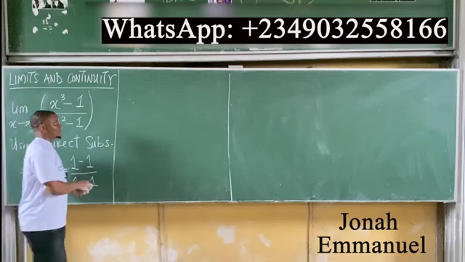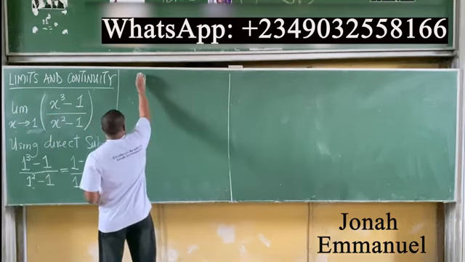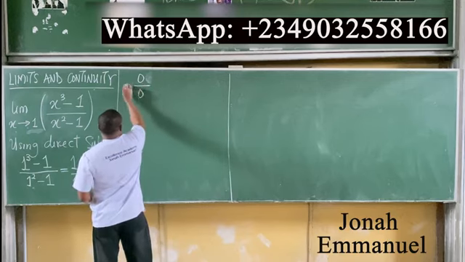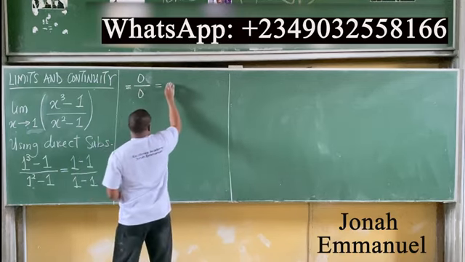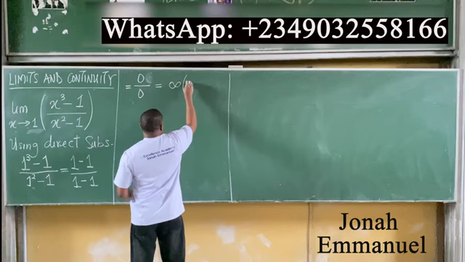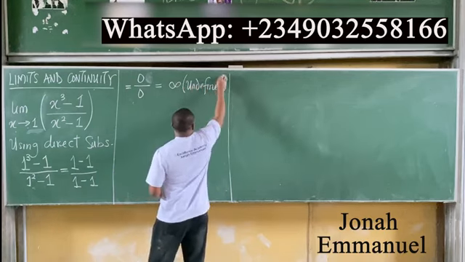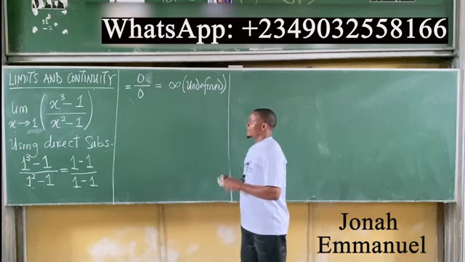If I do this, this gives you what there? 0 over 0, this is equal to what there? Undefined. All right, that's the first task there.